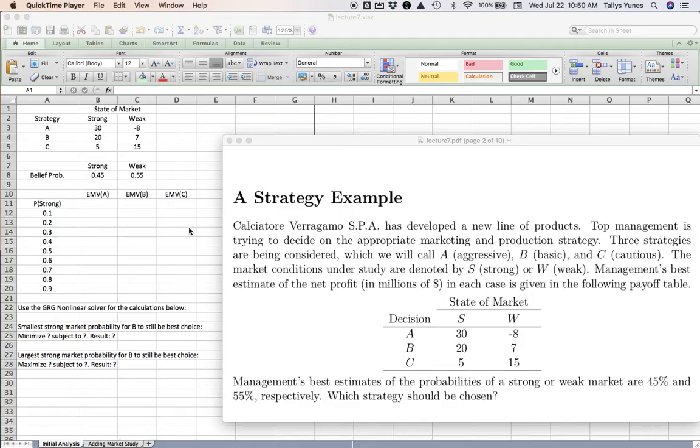Today we're going to look at another example of a decision tree in Excel. This is going to be a larger example with two parts.